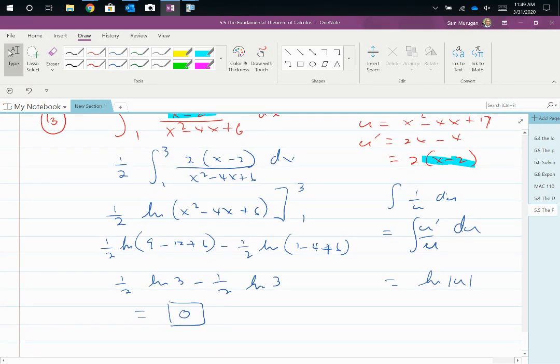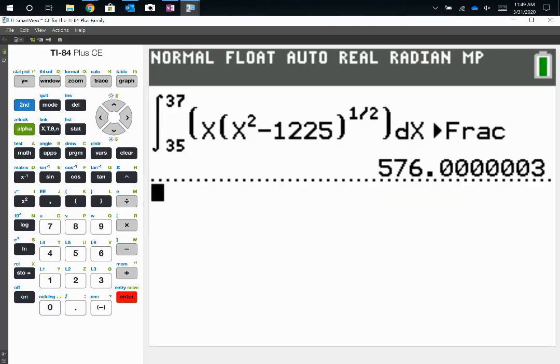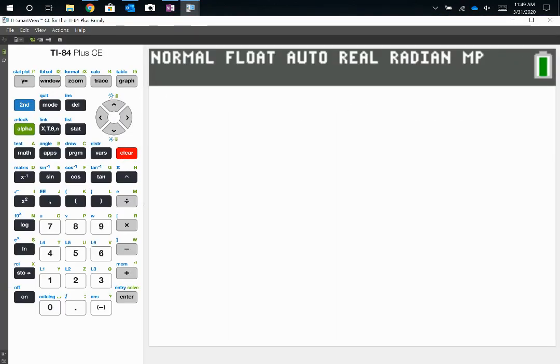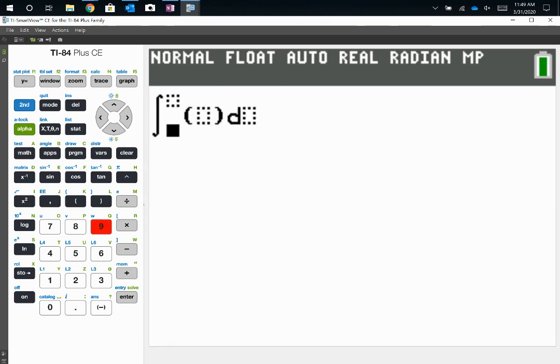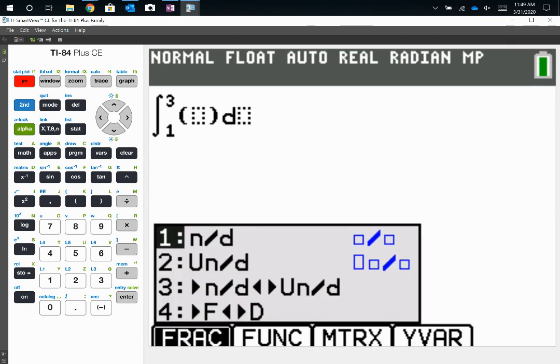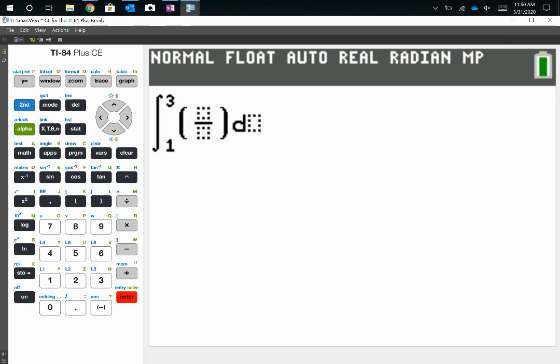Again, you're more than welcome to try to see if the calculator would give you a solution for this. Maybe it will, maybe it wouldn't. I don't know. Calculators are funny with these types of problems. So 1, 3, use the fraction bar here. I've got x minus 2 divided by x squared minus 4x plus 6.